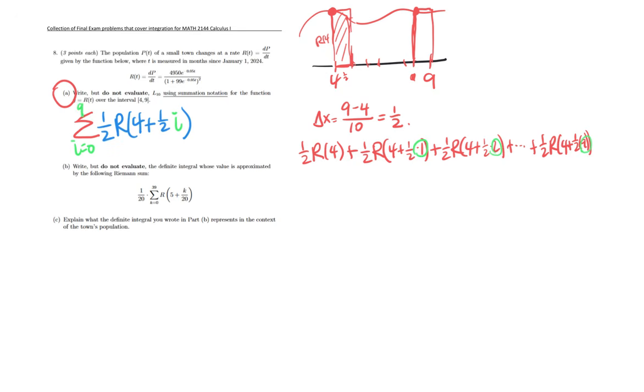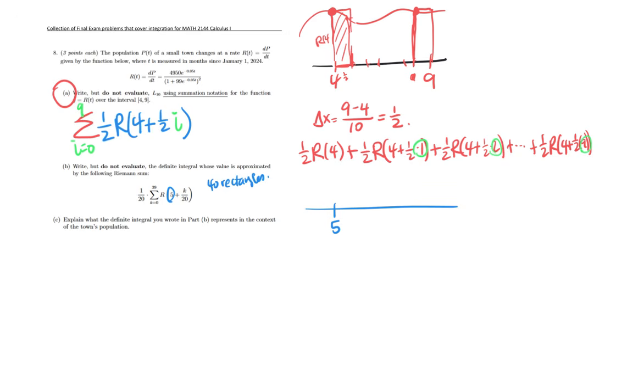So that's the way you would write that left-hand Riemann sum in summation notation. Okay, this one says, write but do not evaluate the definite integral whose value is approximated by this sum. So again, we can notice that my sum starts at 5. There are 40 rectangles. So it's starting at 5. We have 40 rectangles.